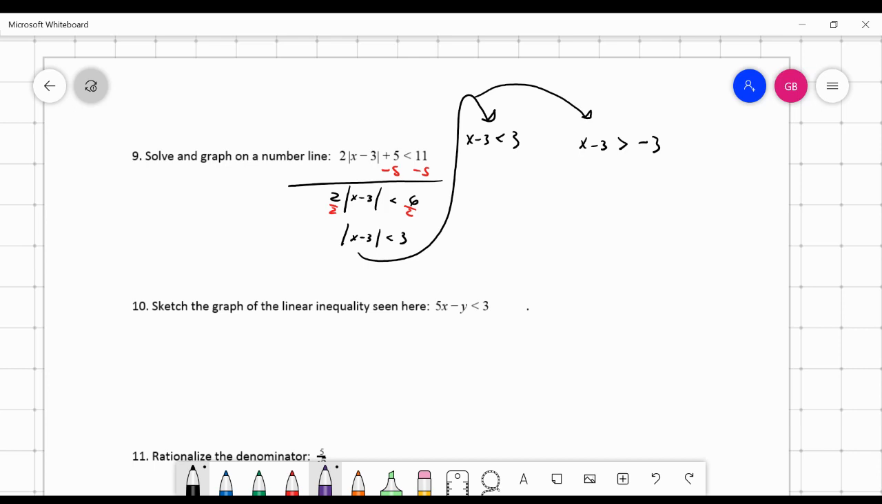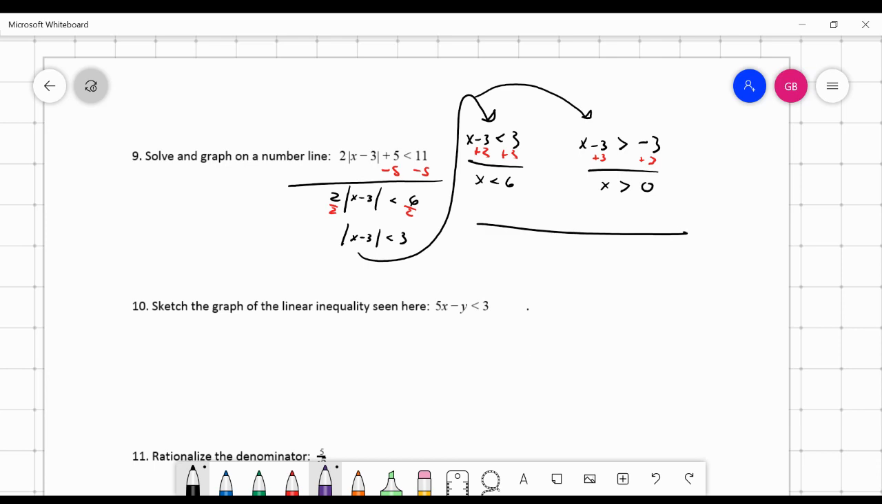Now you're going to solve each one for x. So I'm going to add 3 to both sides. So x is less than 6. X is greater than 0.